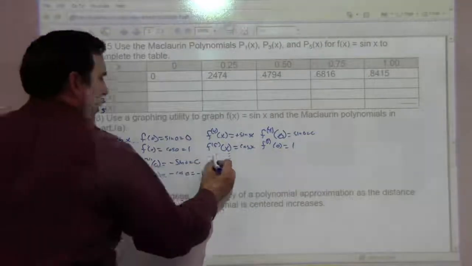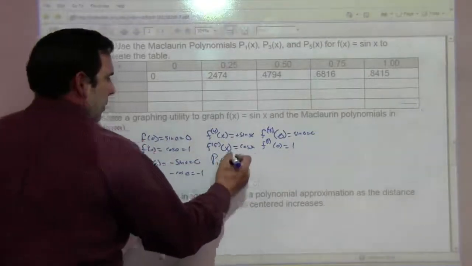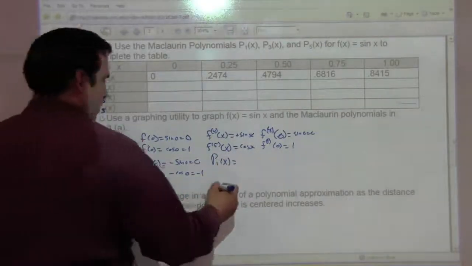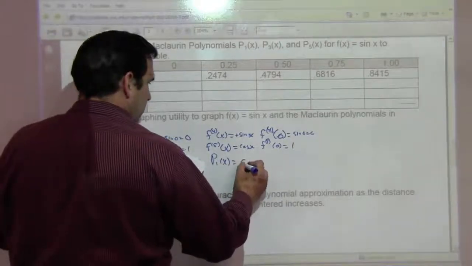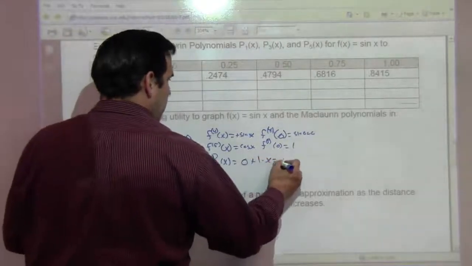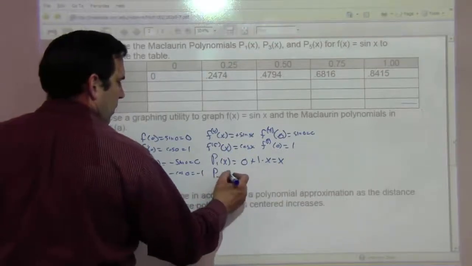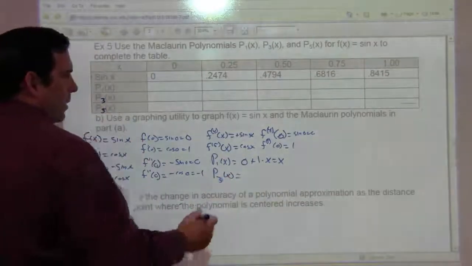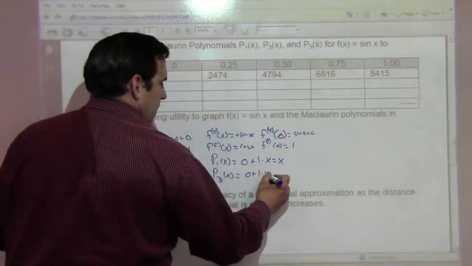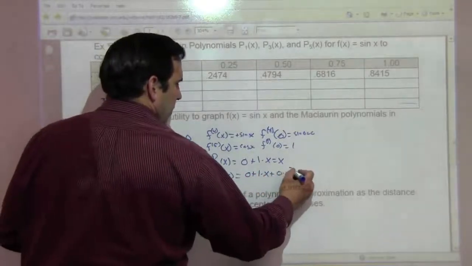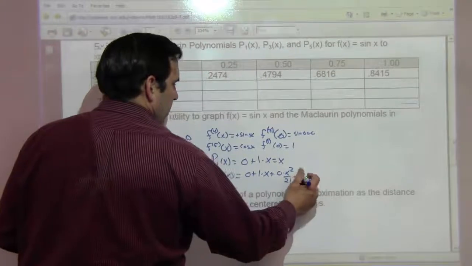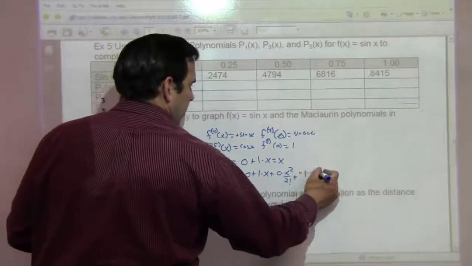So our P1 of x is going to be just 0 plus 1 times x, which is x. P3 of x, it's going to be 0 plus 1 times x plus 0 times x squared over 2 factorial plus negative 1 times x cubed over 3 factorial.